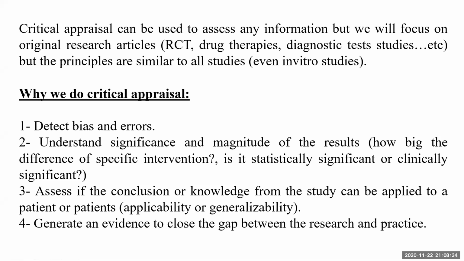You know, when we do a randomized controlled clinical trial, we have two arms. One arm will receive the intervention, and the other arm will receive the control treatment or the control intervention or the placebo. And we will expect a difference in the outcome between the two arms. So how big is this difference? Is it statistically significant or just clinically significant?